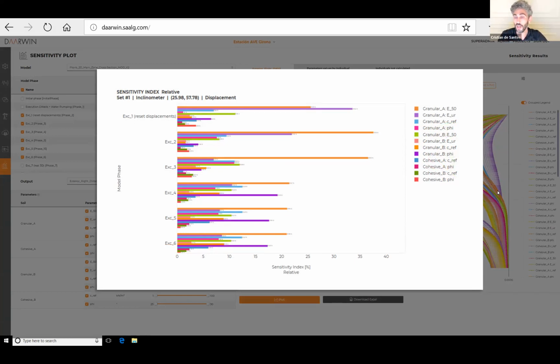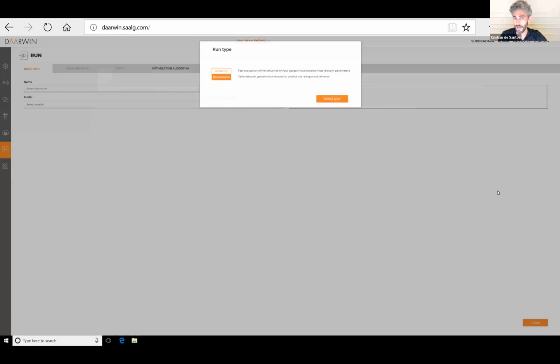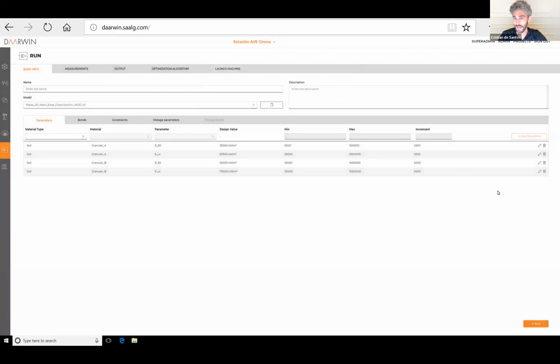In this case, in Girona, we realized that the most influential parameters were the stiffness. So we decided to define the back analysis only trying to calibrate the stiffness. So how we define a back analysis is quite similar to sensitivity. We define what parameters we want to adjust.